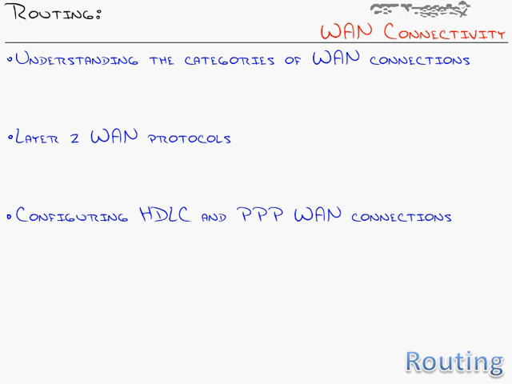Layer 2, we've talked about it so far as Ethernet. That's where our MAC addresses come from and so on. The WAN is not an Ethernet world. The WAN is totally different. So we'll look at some of the different protocols that run over the WAN, and then we'll configure two of the most common, HDLC and PPP.